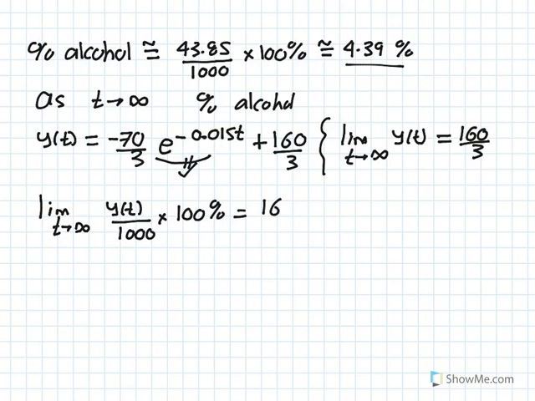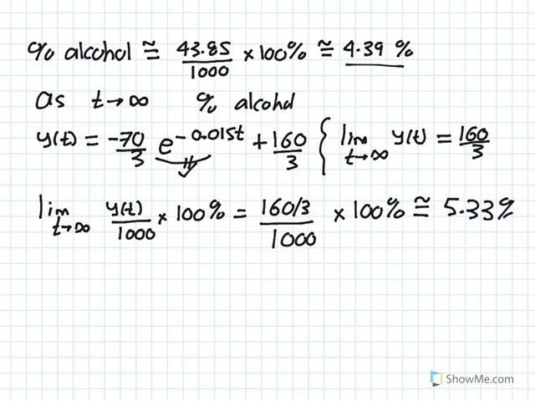So we have 160 divided by 3, the limit of y of t as time goes to infinity, divided by 1,000, multiplied by 100%. Let's decimalize this, and we get 5.33%. The solution becomes 5.33% alcohol. This is the concentration of alcohol in the solution after a very long time.